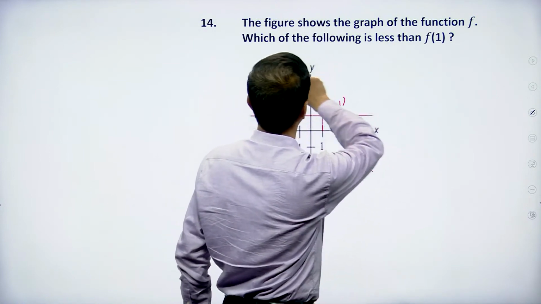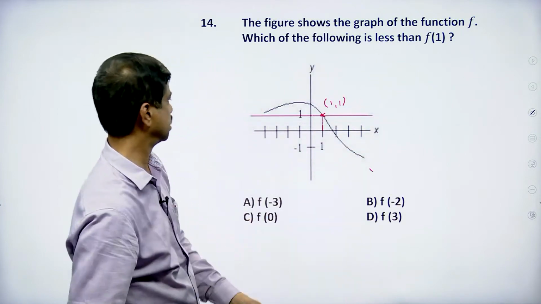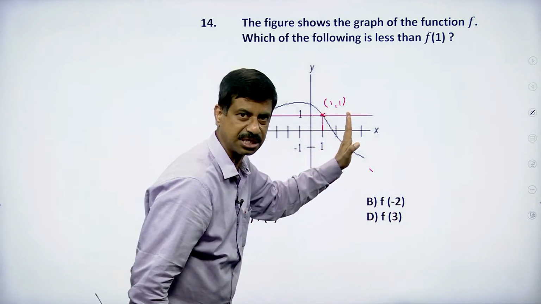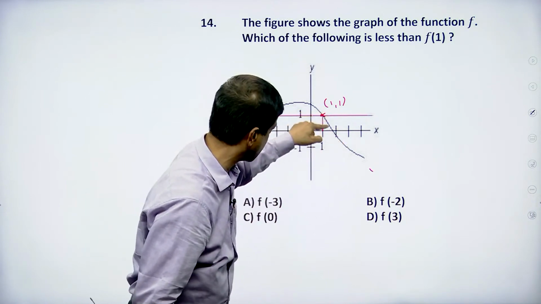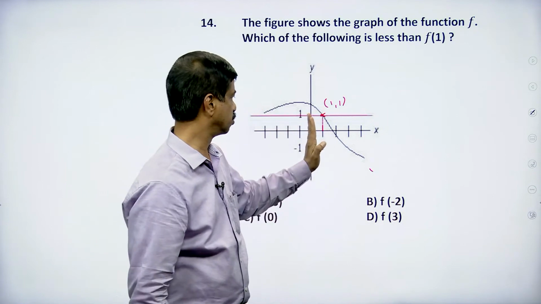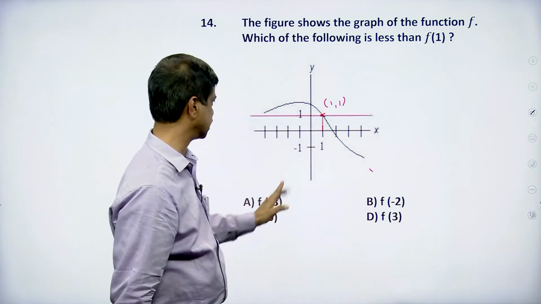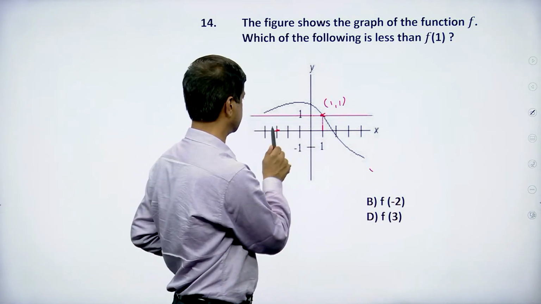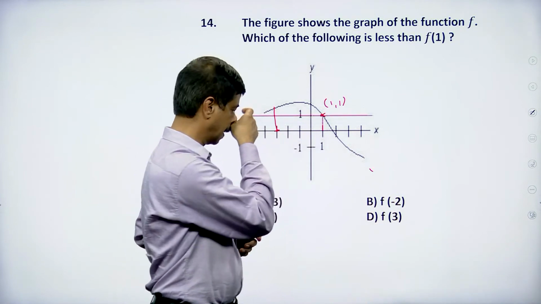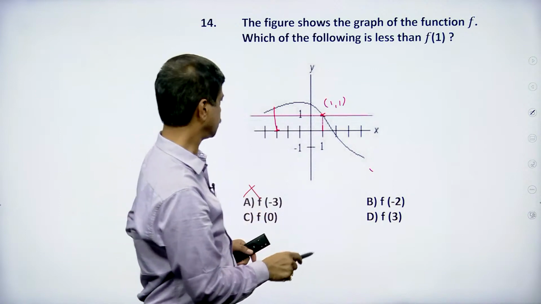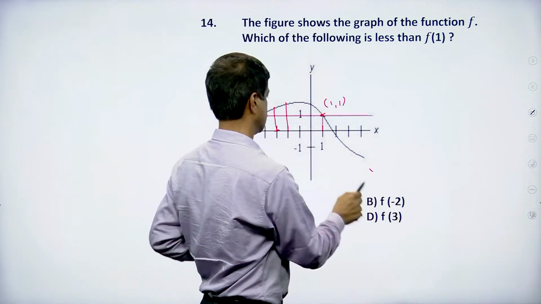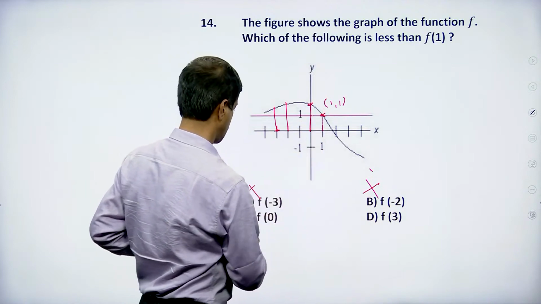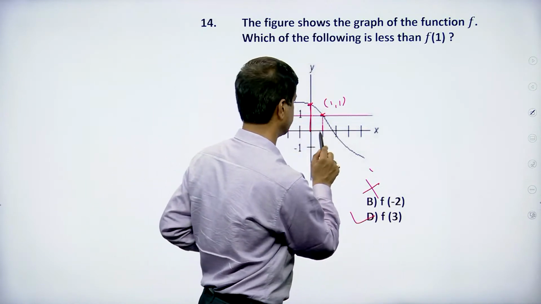So, what is it that he said? The figure shows the graph of function f, which of the following, means you have to see. See, after x equal to 1, you are getting f values lesser than 1. So, I should take only values after 1. f of minus 3: here minus 3 means minus 1, minus 2, minus 3. So, here the value is greater than 1. So, this is not the answer. f of minus 2 is greater than 1, not the answer. f of 0 is this. So, not the answer.